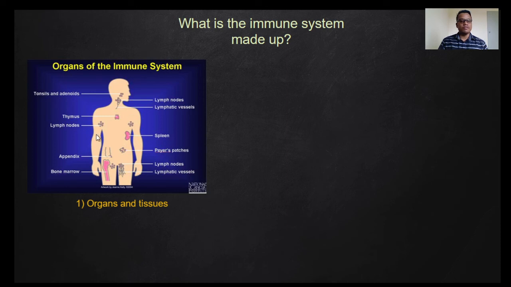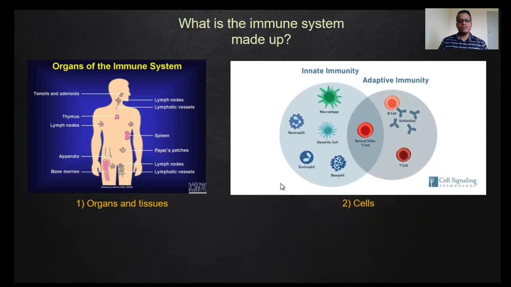Among others, you can see tonsils and adenoids, thymus, where T cells originated, lymph nodes that are scattered all over the body, lymphatic vessels, appendix, bone marrow, where the majority of the immune cells are produced, spleen, Peyer's patches. The second main component is the immune cells.